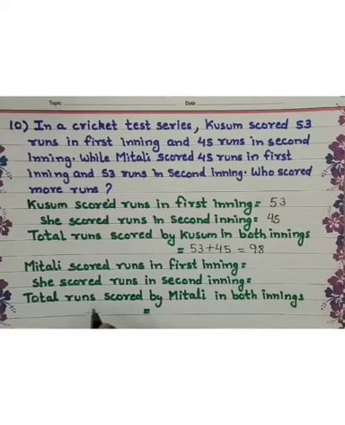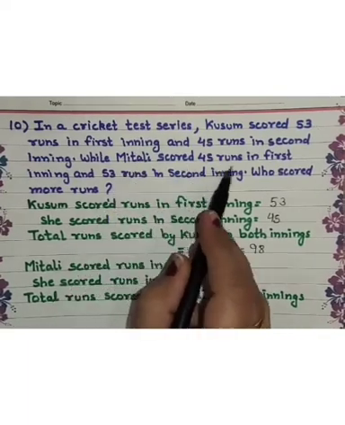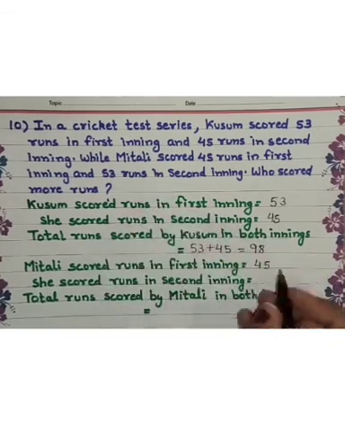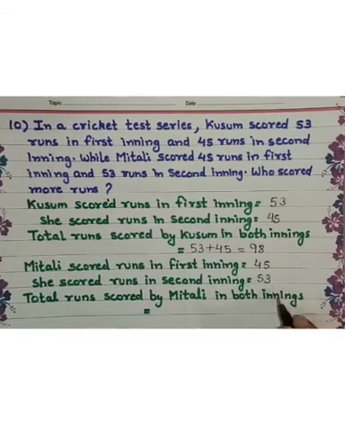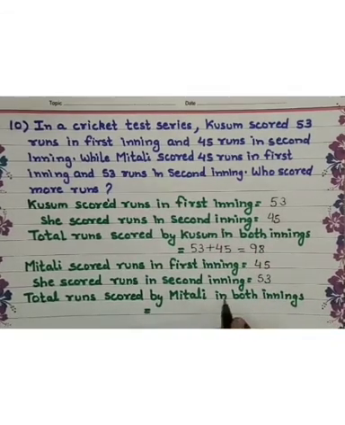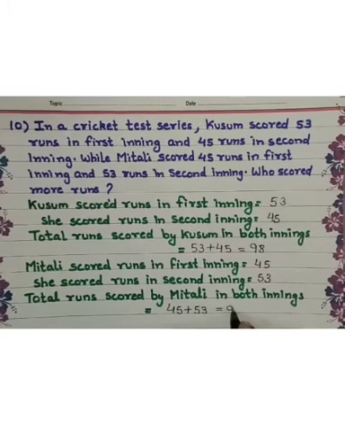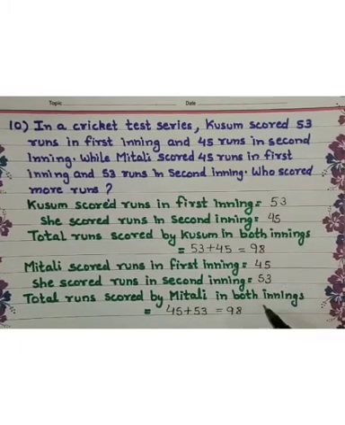98. Now, Mitali scored 45 runs in first inning and 53 runs in second inning. Now, total runs scored by Mitali in both innings is 45 plus 53. That is 98. In this question, what do you observe?